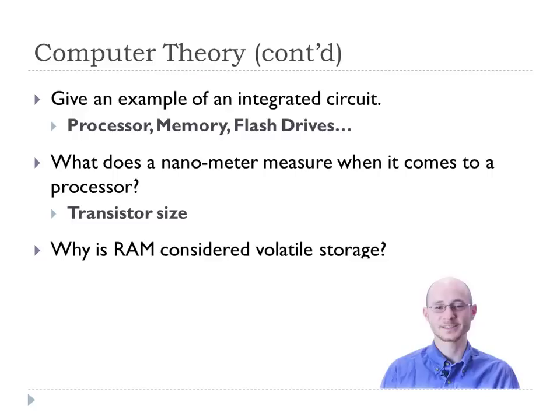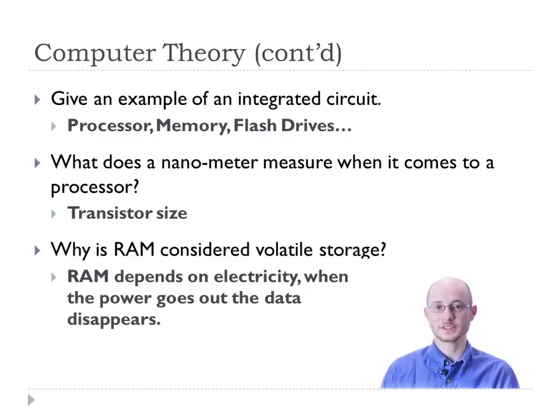Pun intended. Since transistors act as tiny switches that turn electricity on and off to represent binary values, and RAM is made up of transistors, it's safe to assume that RAM needs electricity to store data. Because RAM depends on electricity, when the power goes out, the data disappears, hence making it a volatile storage device.